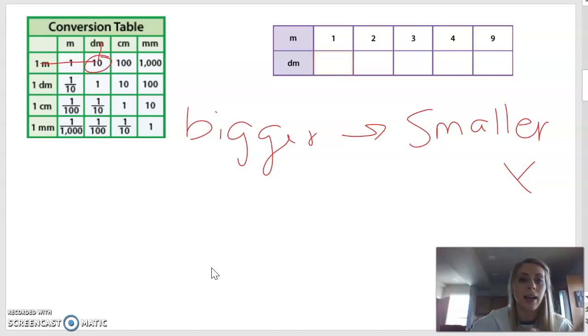That gives me 10. So what I'm going to be multiplying 1 by, I do 1 multiplied by 10 gives me 10. 2 multiplied by 10 gives me 20. 3 multiplied by 10 gives me 30. 4 multiplied by 10 gives me 40. And our big one here, 9 multiplied by 10 gives me 90. Okay, so bigger to smaller, we are always multiplying.